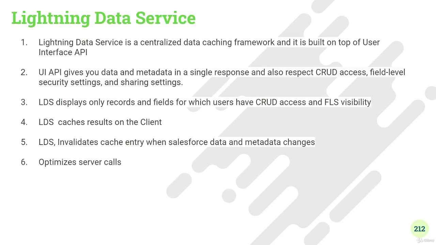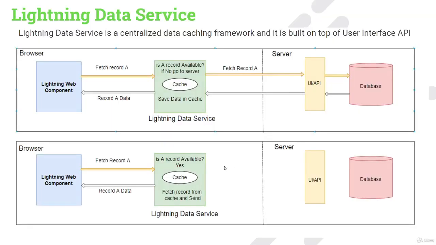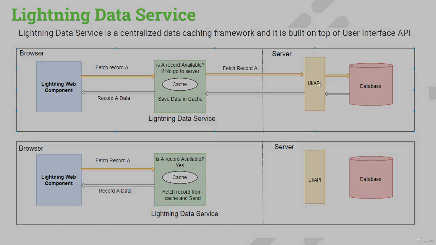Lightning Data Service is a centralized data caching framework. As I already showed you, it's a caching mechanism behind the scenes and it is built on top of the User Interface API. The UI API gives you the data and the metadata in a single response. Basically when you send the query, it fetches the data and metadata, but both come in different responses. The UI API's functionality is to convert both responses into a single response.